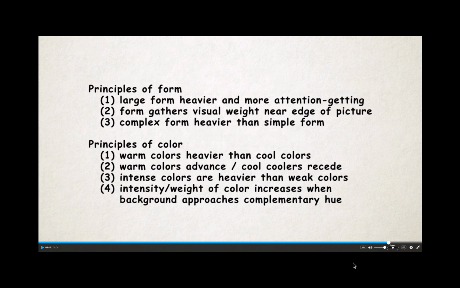Now these all work together. So we've got emphasis and rhythm. Focal point and subordination are a part of emphasis, and directional forces work in rhythm. So I'm going to discuss all of these, and then we'll look at some artwork. So we have emphasis, and emphasis is literally where your eyes are drawn in the artwork. It's where the artist wants there to be attention drawn.